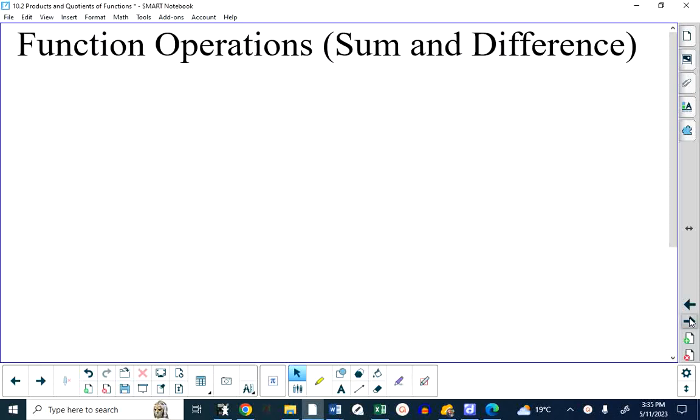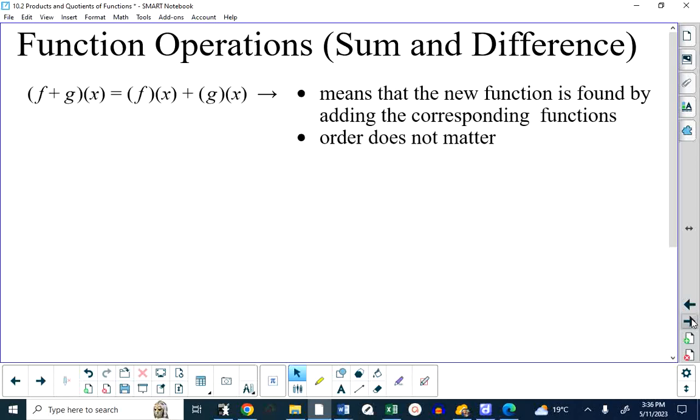To begin with here, this is all under the heading of function operations. So yesterday we dealt with sums and differences. Today we're going to be dealing with products and quotients. What we learned yesterday is that when you see this notation, f plus g quantity of x in the top left of the screen, it means you're going to take the function f of x and add g of x.